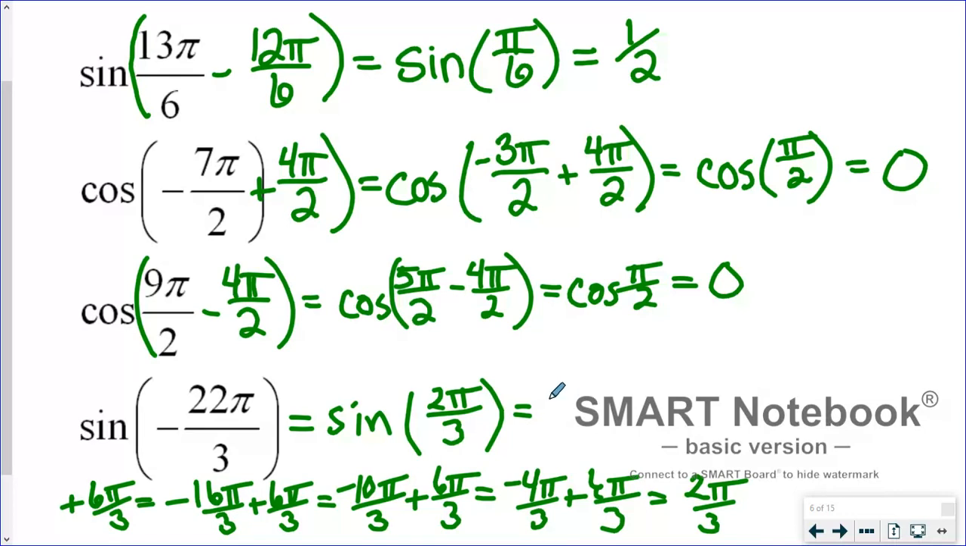Square root of 3 over 2. Go to 2 pi over 3 and look at the y coordinate. You said the x coordinate, that would be cosine. So square root of 3 over 2, very good. And that's it. We're done.